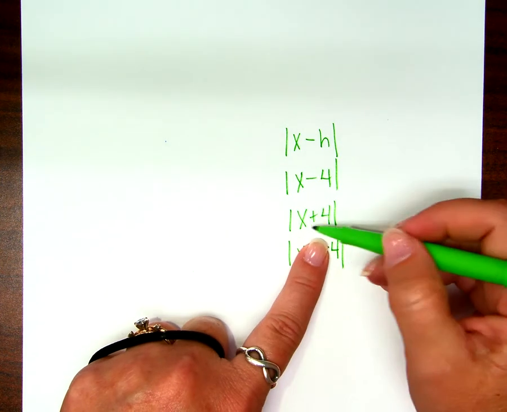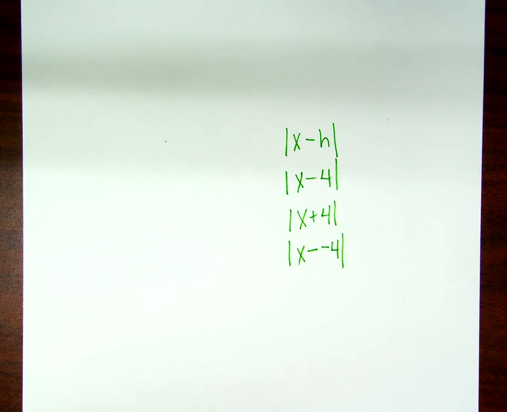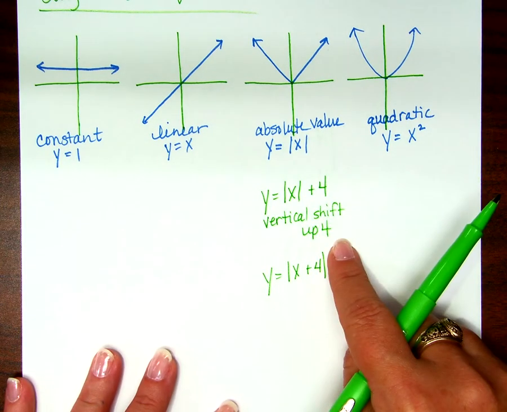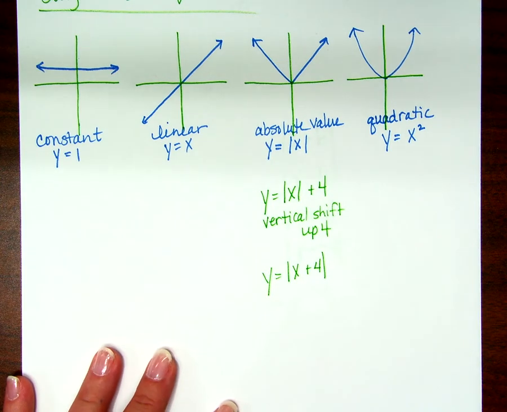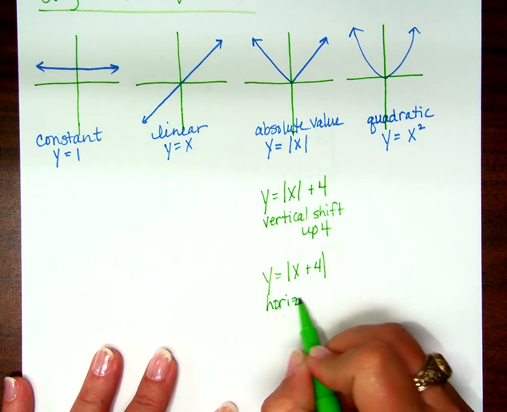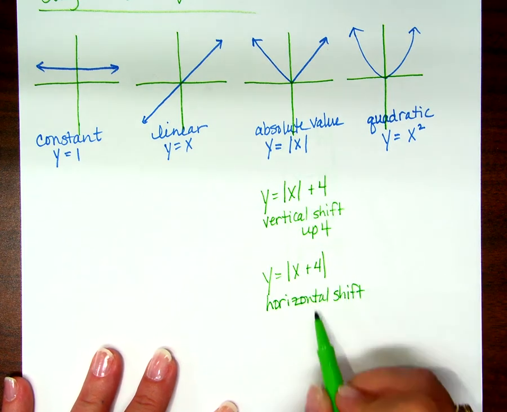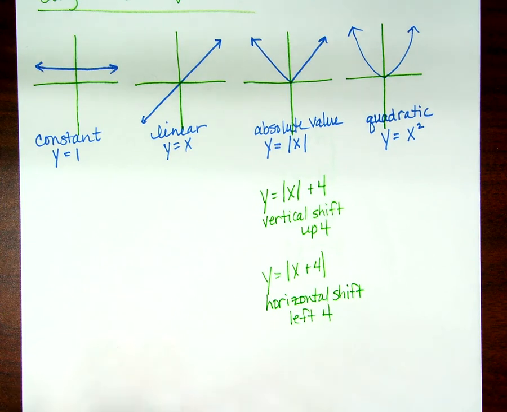So horizontal changes are going to be opposite or different from what you think. Vertical changes are exactly what you think. This says plus 4, you know you're going to move up 4. This inside, a horizontal change, is going to be different than what you think. It is a horizontal shift. Which direction? Left 4. Any questions?